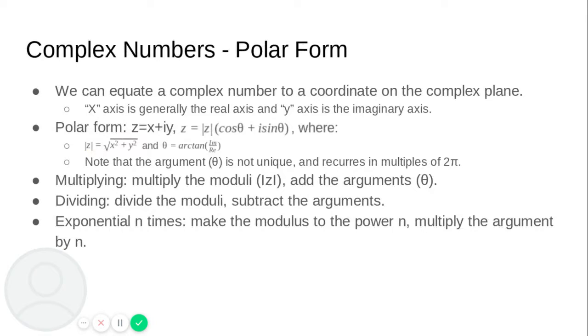Note that the argument is not unique and it recurs in multiples of 2 pi, so just like any other Cartesian coordinate, if you go 2 pi around the plane, then it will be the same argument theta. To multiply, simply multiply the moduli and add the arguments. Divide the moduli and subtract the arguments. For exponentiation to the power n, take the modulus to the power n, and then multiply the argument by n. So that is how you do those operations with polar form.